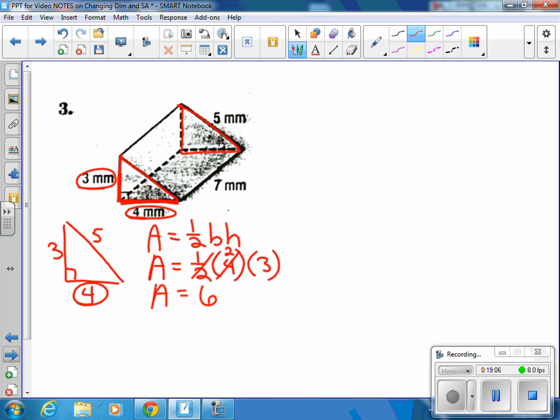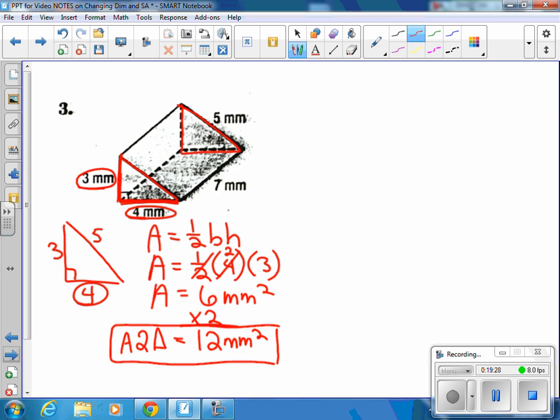So this becomes 6 millimeters squared. But remember, I have 2 triangles, so we're going to times it by 2. So I get 12 millimeters squared. I should say, area of 2 triangles equals this. All right, so I've got part of it done. Now remember, my 2 triangles are being connected by rectangles. I'm going to try to, again, draw this out as best I can.